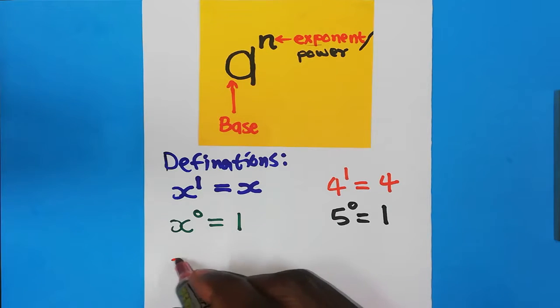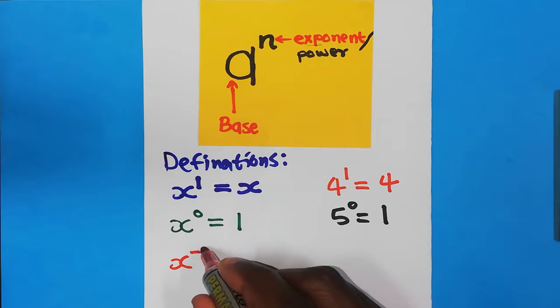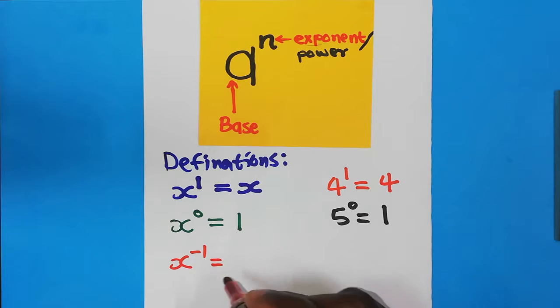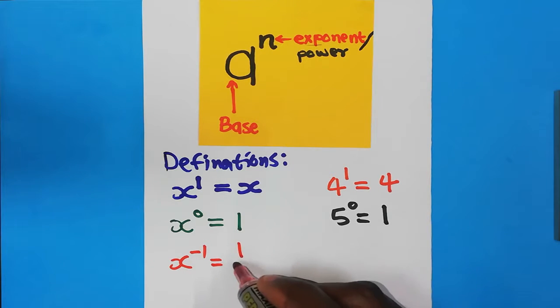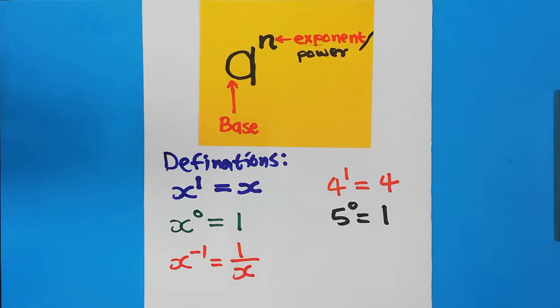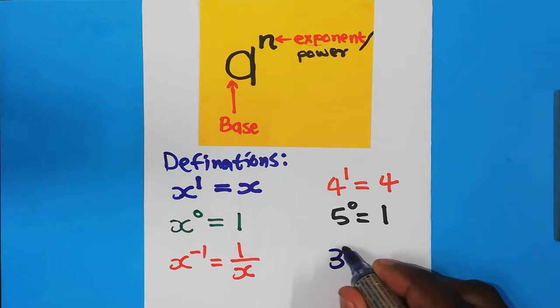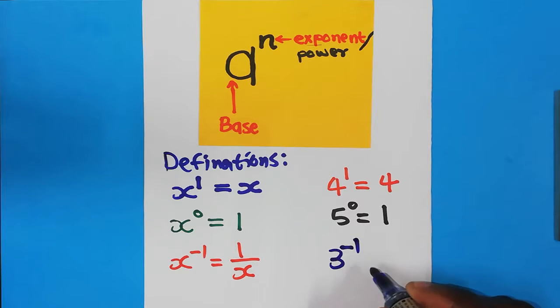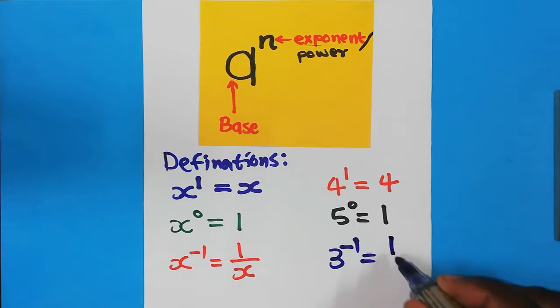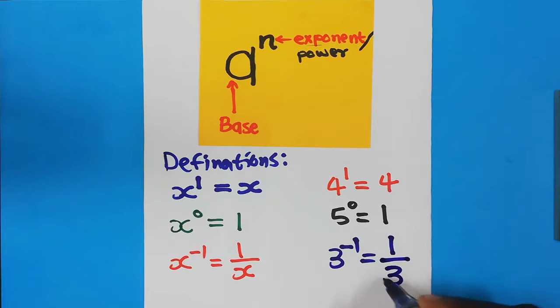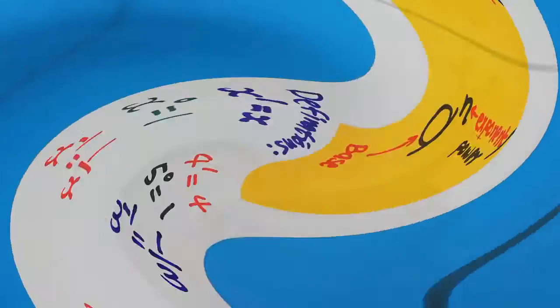Great. Let's take the last definition, which is x raised to exponent minus 1. So what is the answer? The answer will be 1 over x. All right. Now let's use an example to explain that. So say you have 3x raised to the exponent minus 1. So what will be the answer? The answer will be 1 over 3x. Let's move to the exponent laws.